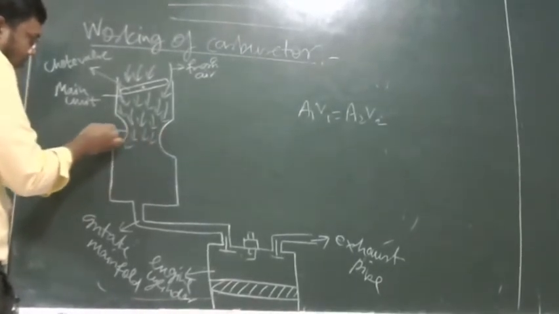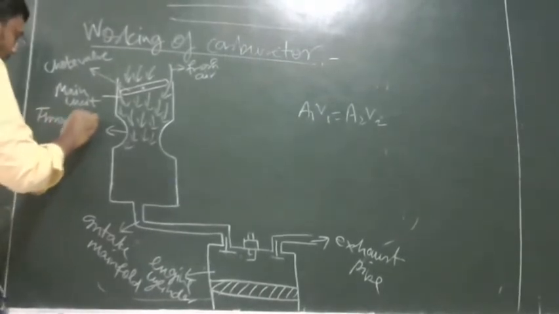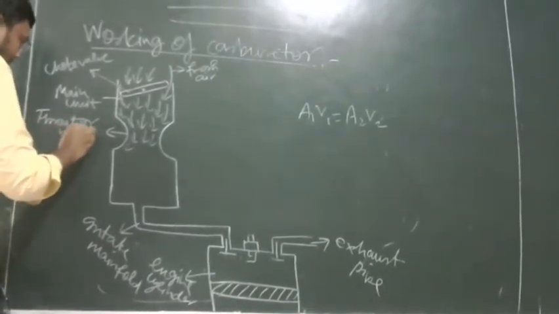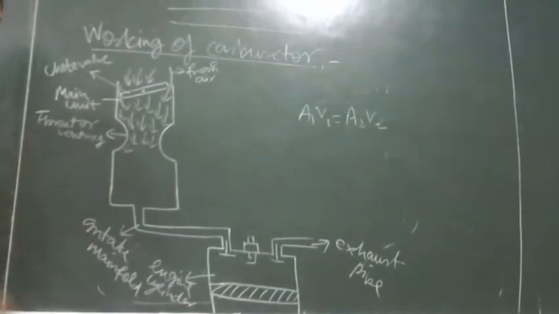This point where the area is minimum is known as throat or venturi. So at the throat or venturi, the air velocity is maximum.